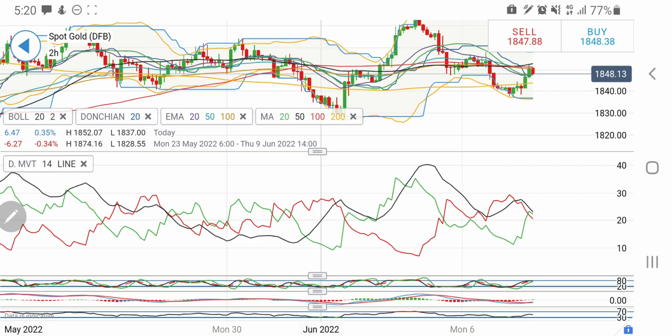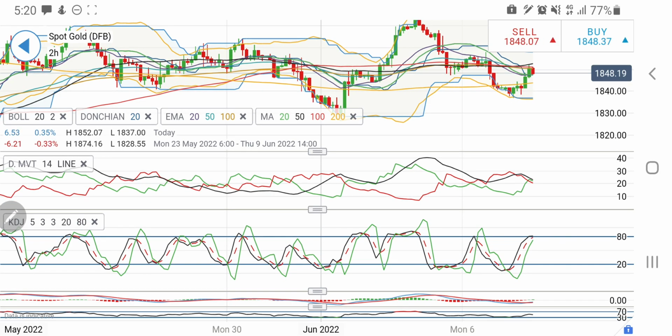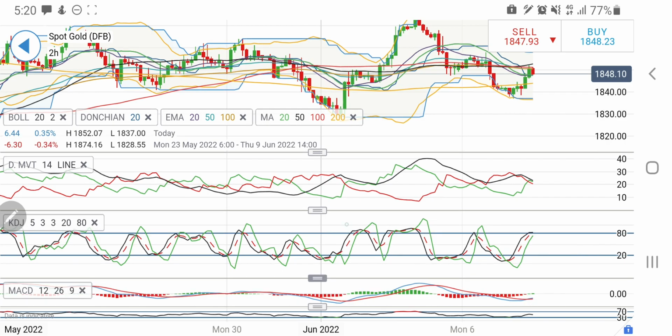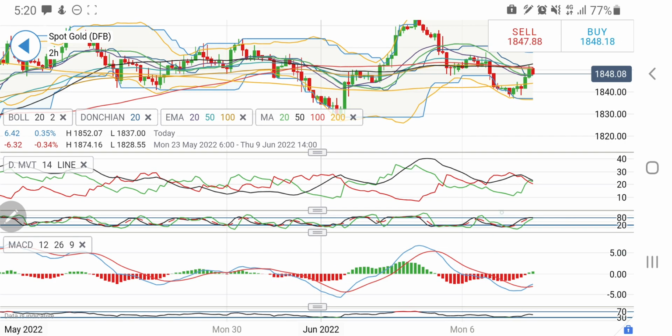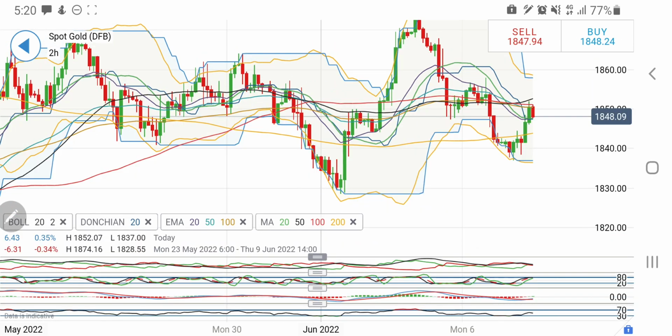Now look at the directional movement here. It is bullish, however with a narrow margin. The stochastic is overbought, and the MACD has just crossed over, and this is a bullish crossover, so it can sustain the bullish move for a little while. RSI is looking downwards here.